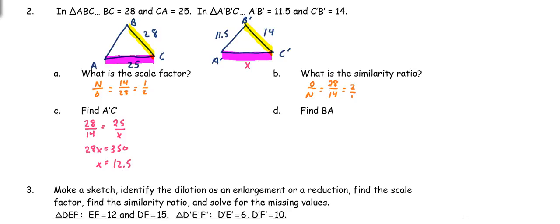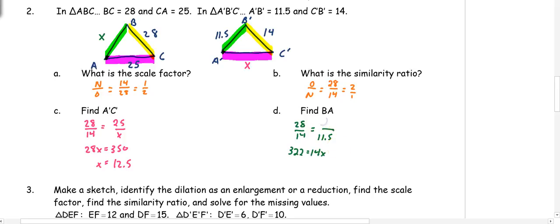And then the other side that we need to find is BA. So we're going to call BA x, and we know that BA corresponds with B prime A prime. We're still going to use 28 over 14 because those are the sides that have both lengths, equals, and in the first triangle we have x, and in the second triangle we have 11.5. So when we cross multiply, we get 322 equals 14x, or we're going to call this y. Let's change this to y because we already had an x. So we'll say 14y, and we divide by 14, we get that y is 23.